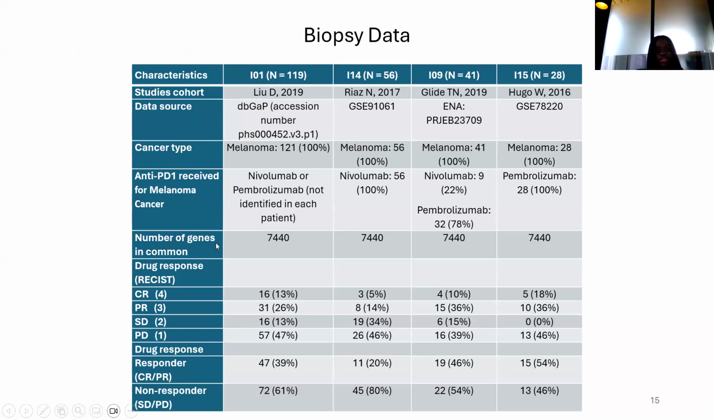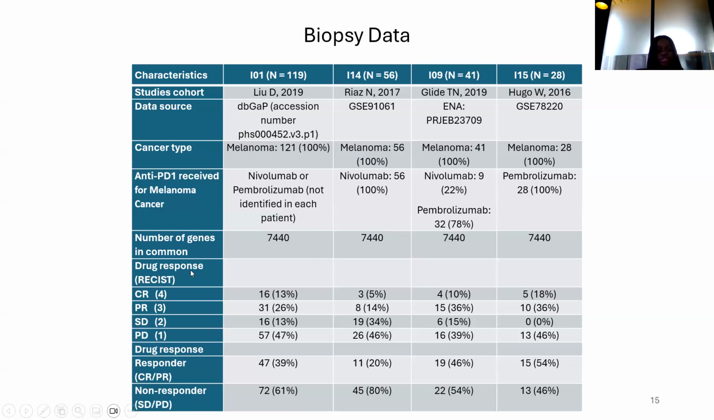And then here are the number of genes in common. So for these different data sets, they all had their own specific feature spaces or specific genes which were sequenced for them. But in order for me to compare them against each other, they all have to have the same genes. So they all started from around 60,000, 50,000 and I brought them down to 7,000.